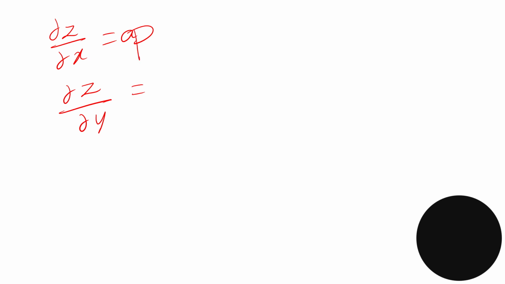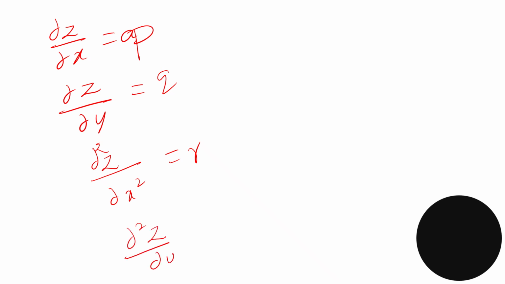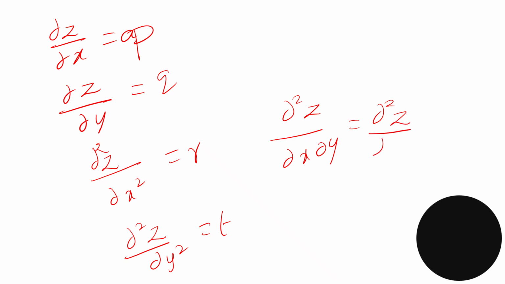∂z/∂y equal to Q. ∂²z/∂x² equal to R. ∂²z/∂y² equal to T. And the last one, ∂²z/∂x∂y, or you can write ∂²z/∂y∂x, equal to S. So these are the basic standard notations we use in forming the PDE.